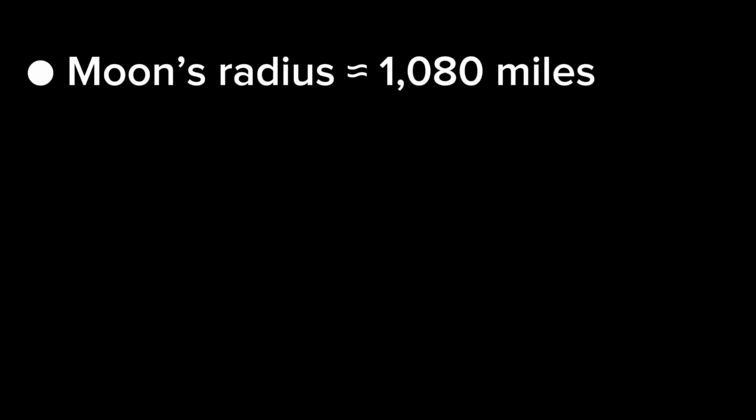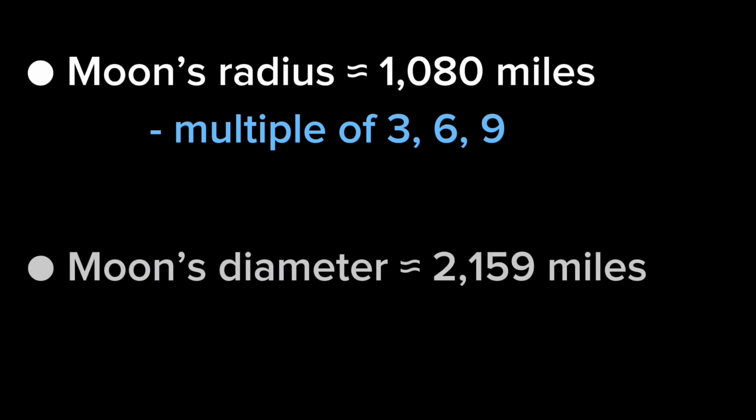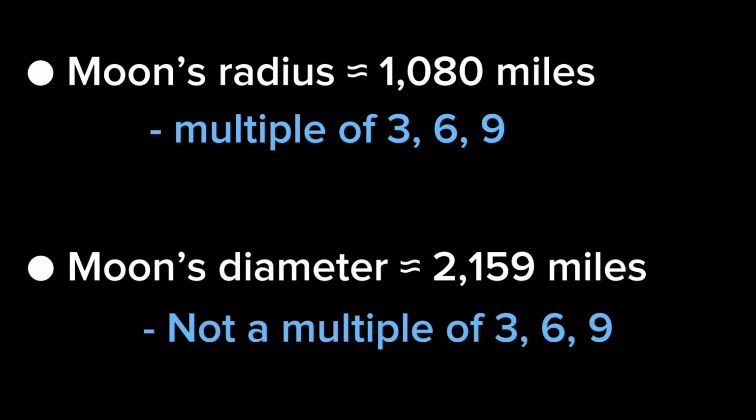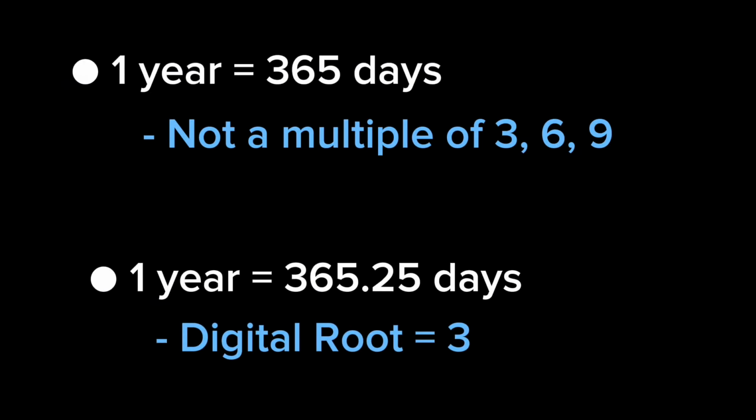I mentioned earlier how the moon's radius to the nearest whole number is 1,080 miles, which is a multiple of 3, 6, and 9. But its diameter to the nearest whole number is 2,159 miles, which is not a multiple of either of those. Some of these also depend on how you round them too. For example, if you look at a year as 365 days, this is not a multiple of 3, 6, or 9. But as 365.25 days, it now has a digital root of 3.